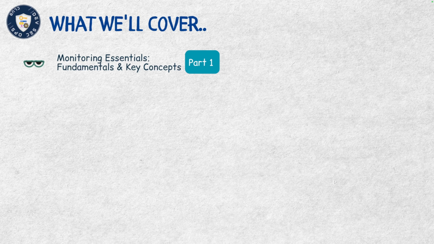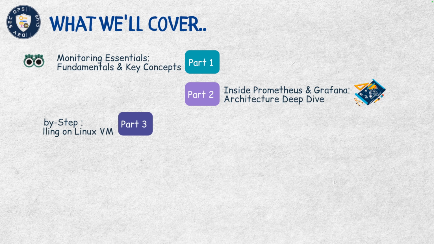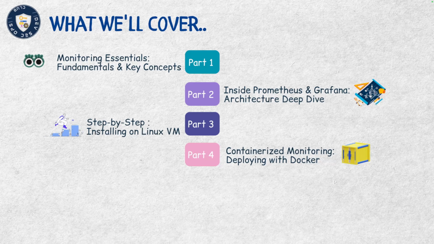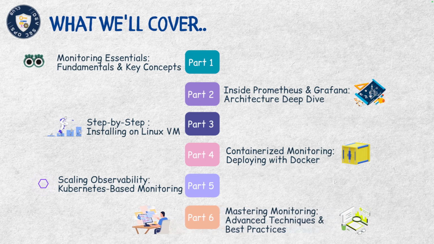In upcoming parts, we will explore Prometheus and Grafana, its architecture, what its components are, and how it works. Then we will go step by step through the installation of Prometheus and Grafana, and how they work together. Then we will deep dive into containerized monitoring with Docker, where we will see how we can utilize these tools to monitor containers, as well as how we set up Prometheus and Grafana in a Docker or container environment. Then we will scale observability in Kubernetes, and we will see how we configure Prometheus and Grafana in a Kubernetes environment. And finally, master advanced techniques and best practices. But for now, let's focus on the essentials.